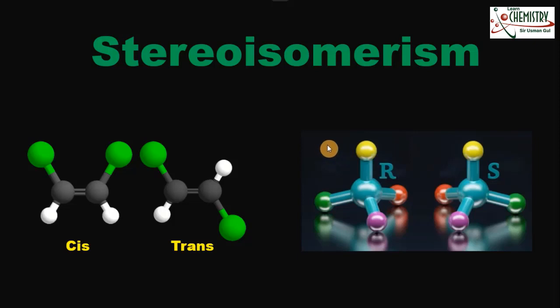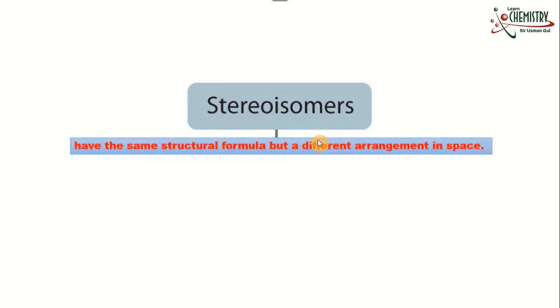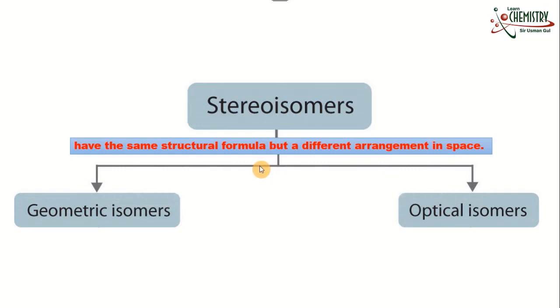In this lesson, I will explain what is stereoisomerism, starting with the definition of stereoisomers. The compounds have the same structural formula but a different arrangement in space. When this type of condition occurs, they are called stereoisomers. And stereoisomerism is of two types.